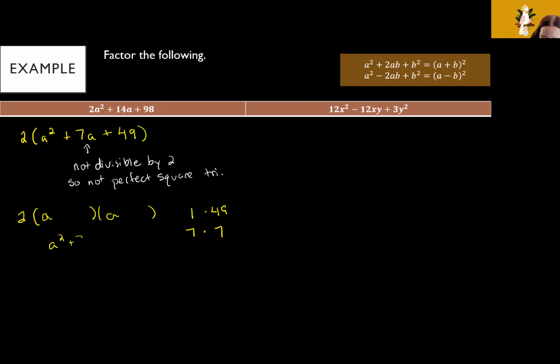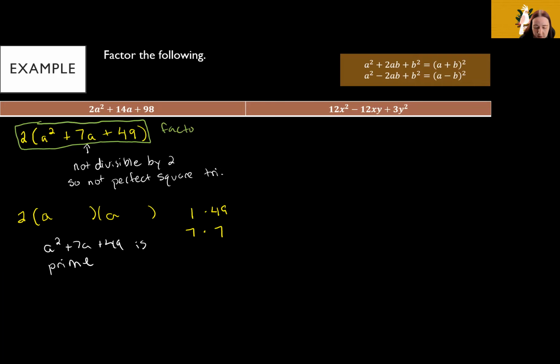So a squared plus 7a plus 49 is prime. But that doesn't mean the whole polynomial is prime. We were still able to factor out a 2. So we can only factor as far as factoring out the greatest common factor. So that is our final answer. And that is factored because we were able to make it into something times something else. We just couldn't factor further.